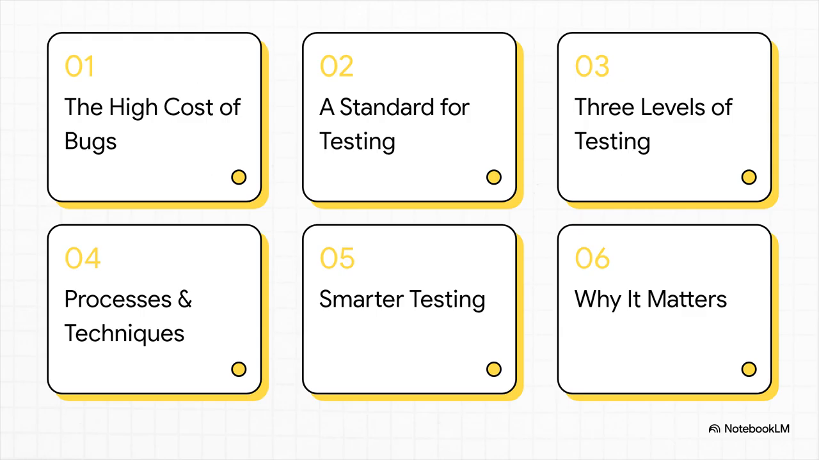All right, so here's our game plan for today. We're going to start with why we need this in the first place, the high cost of bugs. Then we'll really unpack the ISO 29119 standard itself, digging into its three-level structure and the specific tools and techniques it gives us. We'll even see how it handles modern automation before we pull it all together to see why this really matters to all of us.